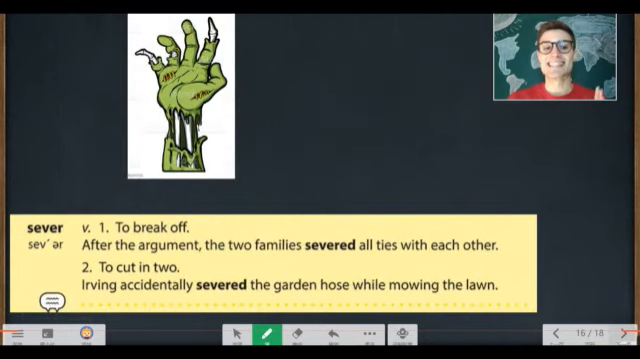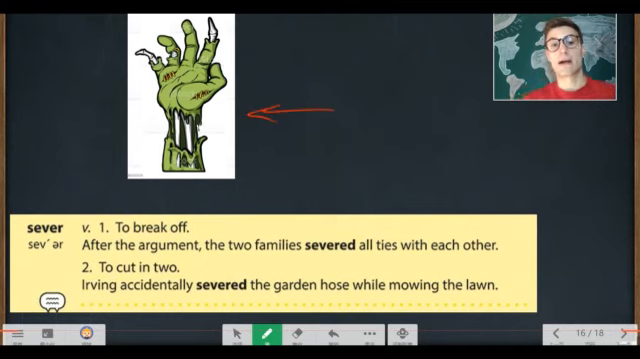Next, it's sever. This word has two verb meanings. To sever means to break off. After the argument, the two families severed all ties with each other. So they broke up their friendship. The second meaning is to cut into two. Irving accidentally severed the garden hose when mowing the lawn.